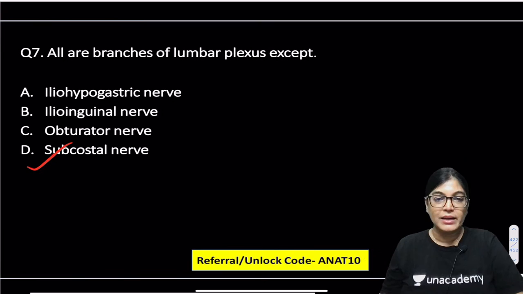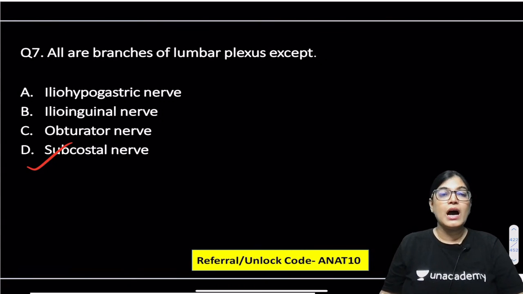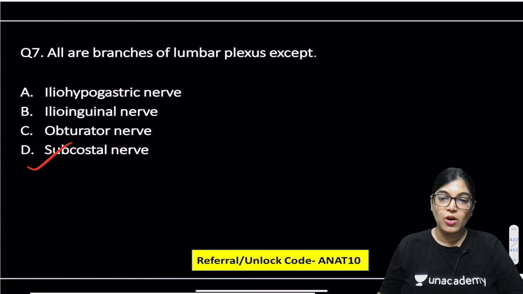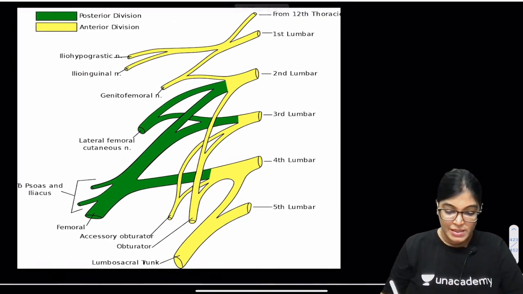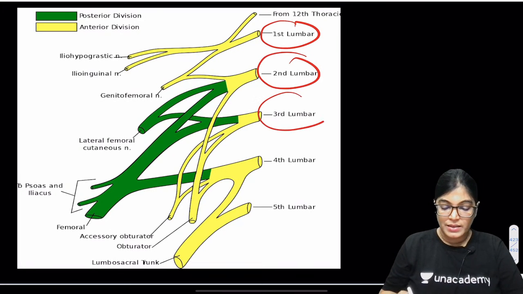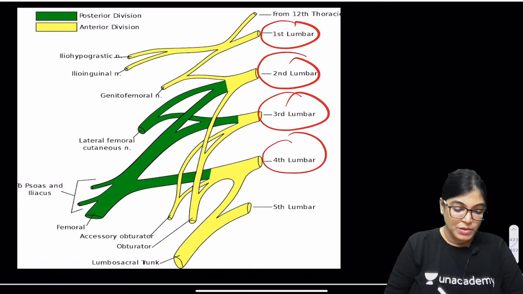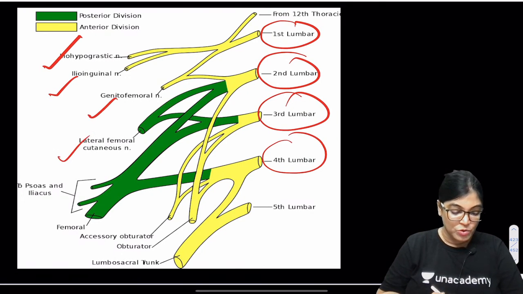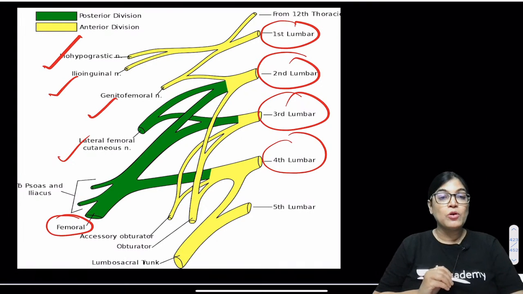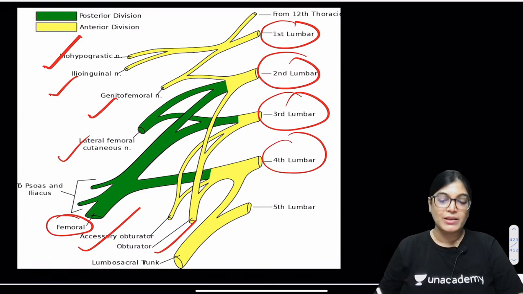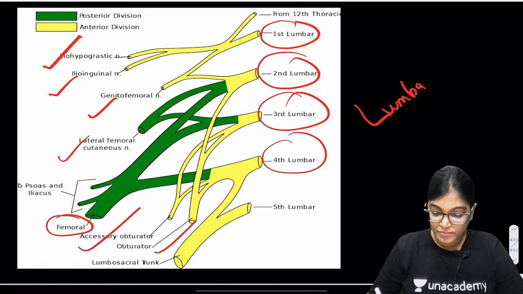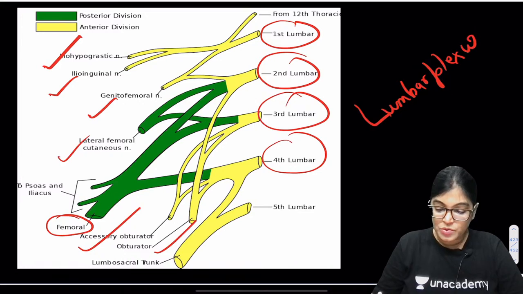It is giving a communicating branch to the lumbar plexus. All the others, iliohypogastric, ilioinguinal and obturator nerve, are branches of the lumbar plexus. See this diagram. In this diagram, you can see the lumbar plexus is formed from the first lumbar, second lumbar, third and fourth nerves. And the branches are iliohypogastric, ilioinguinal, genitofemoral, lateral femoral cutaneous, femoral nerve, accessory obturator and that of the obturator nerve. These are the branches of the lumbar plexus. Let's move on to the next question.